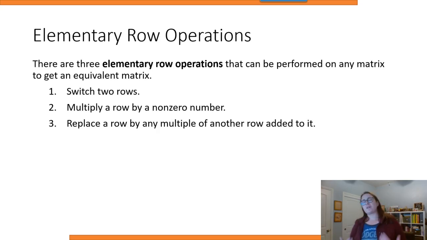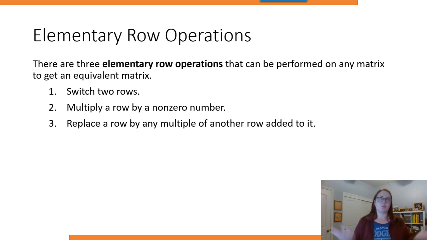Okay, so to talk about Gaussian elimination, we first have to talk about elementary row operations. There are three elementary row operations that you can perform on a matrix. And if you do these, you get an equivalent matrix, right? They're not going to look exactly the same after you do an elementary row operation, but they will be equivalent to each other. The first operation I can do is switch two rows.